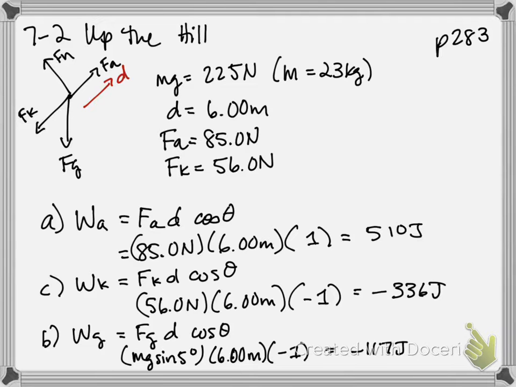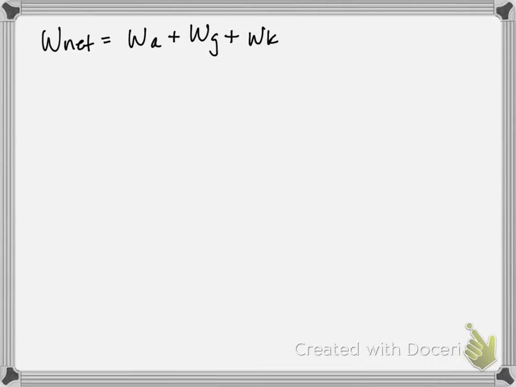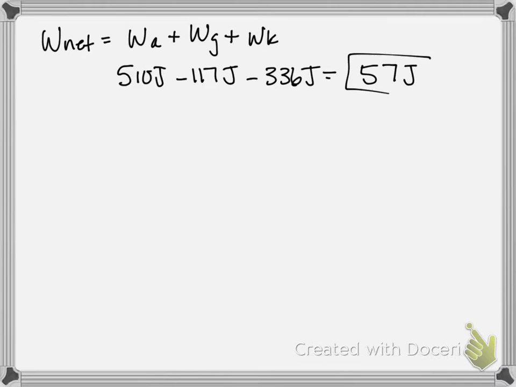Now we find the net work. The net work done on this box is the work done by the applied force plus the work done by gravity plus the work done by friction. Resist the urge to worry about positive and negative here. The net work is just the sum of all of them. We've got our negative signs here, so let's just use them at this point. 510 joules minus 117 joules minus 336 joules means there's a net work of 57 joules done on this box.